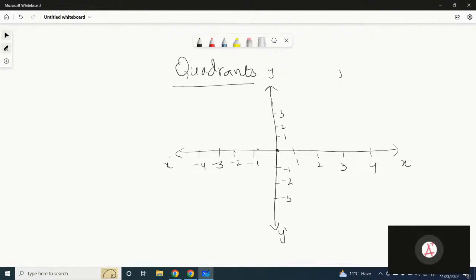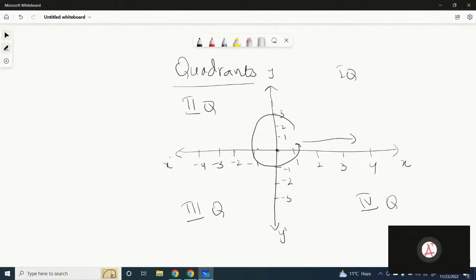Okay, so this is the first quadrant. You can move counterclockwise like this. Got it? So this is the first quadrant. This is the second quadrant. This is the third quadrant, and this is the fourth quadrant. Got it? So in the first quadrant, just look at these values. x has positive values, and y has positive values. So x is positive in the first quadrant and y is also positive in the first quadrant. Got it?